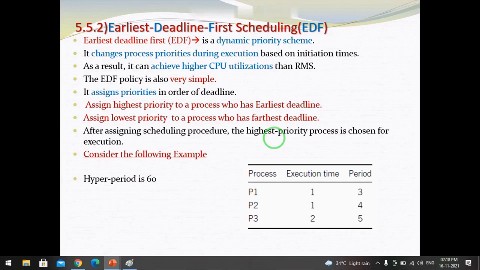So how to find the deadline? A process which has the earliest deadline, we can assign the highest priority, and a process having the highest deadline value, that particular process will be assigned the lowest priority.